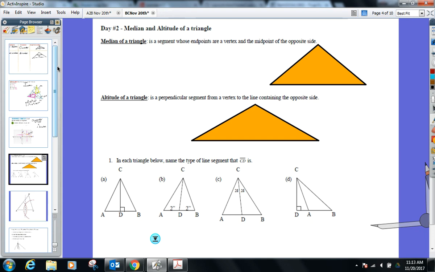Okay, more new vocabulary. First one I want to touch upon, median. A median in a triangle. What I'd like you to do right now is right below there, draw yourself a triangle. Read the definition with your group and see if you and your group can come out with a diagram that matches the definition for me. A segment whose endpoints are one endpoint's on the vertex, a vertice of the triangle, and the other is on the midpoint of the opposite side. So see if you can draw in your own median right now with your group.